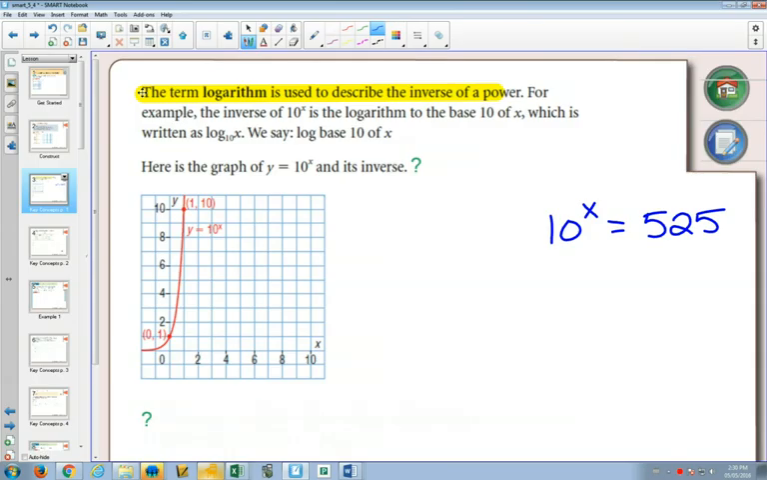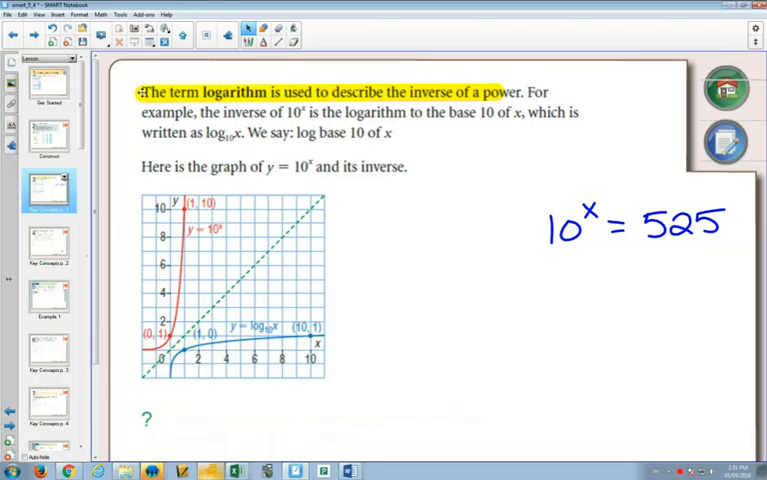So graphing inverses, do you remember how to graph inverses from transformations way back? What happens when you graph an inverse? The y and x gets flipped. So if I've graphed y equals 10 to the x here, if I wanted to graph its inverse, instead of having the point 1 comma 10, I'd have the point 10 comma 1. And instead of the point 0 comma 1, I'd have the point 1 comma 0. So one of the things that you can now do is graph all logarithms.